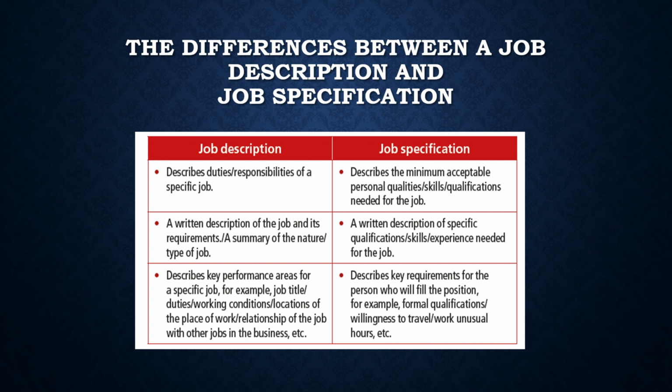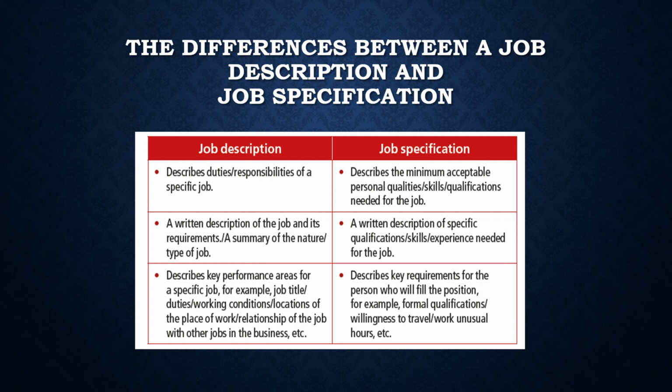So mainly the difference between the job description and the job specification is that a job description describes the job itself, while the job specification details skills and traits needed to successfully perform the job. So a job description describes duties and responsibilities of a specific job, and a job specification describes the minimum acceptable personal qualities, skills, qualifications needed for the job.